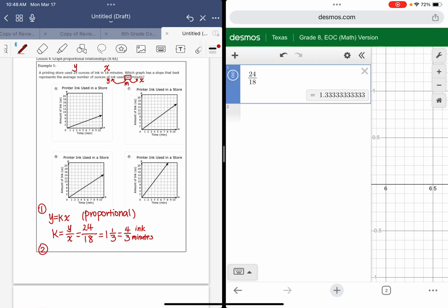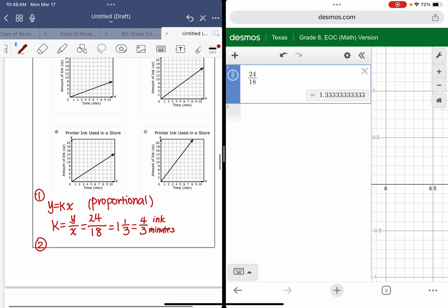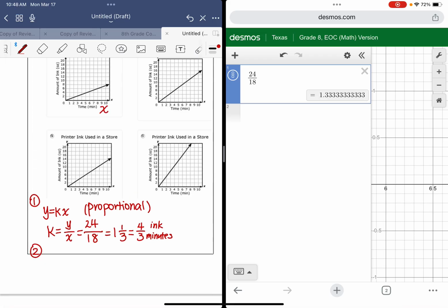A second way we will have, if you take a look at the answer choices, A, B, C, and D, you will know the time will be X. X representing the time for all of them. So X will be the time. Then Y, what is Y? If you take a look at all the Y's, that's the amount of ink, right? In ounces, right?